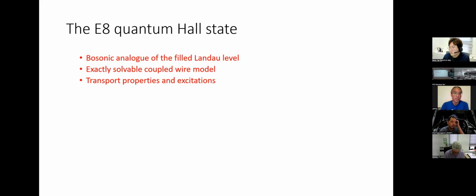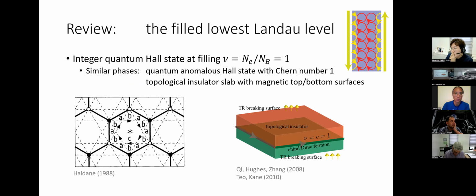So maybe now I can move on to the E8 quantum Hall states. This is a bosonic analog for the filled lowest Landau level. So maybe I should spend one or two pages on reviewing some key features of the filled lowest Landau level. This happens to be an integer quantum Hall state with filling 1. The filling number, by definition, of course, is the number of electrons divided by the number of flux quanta.